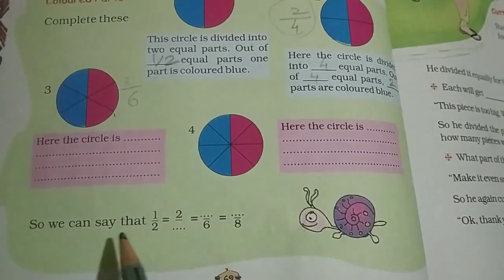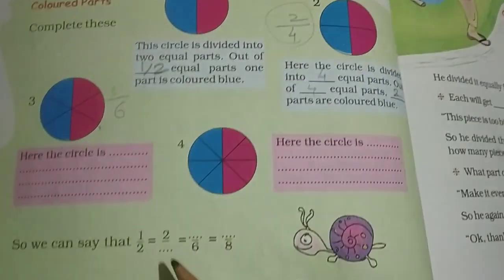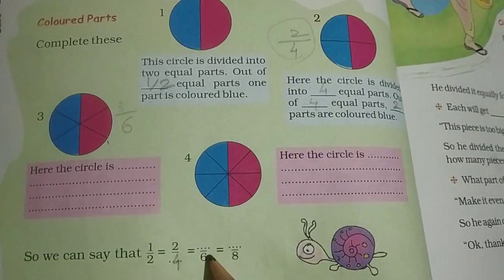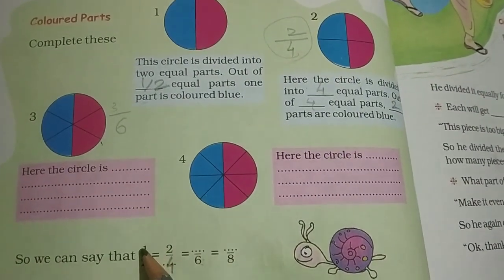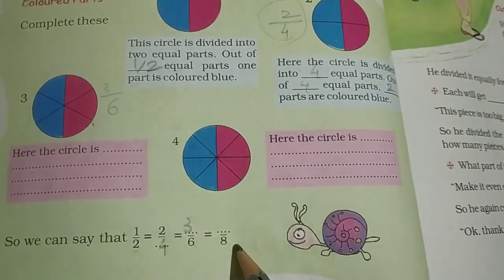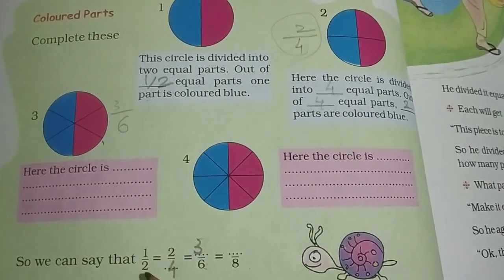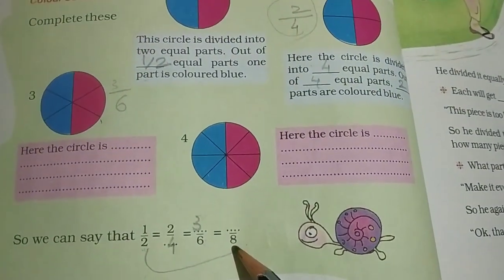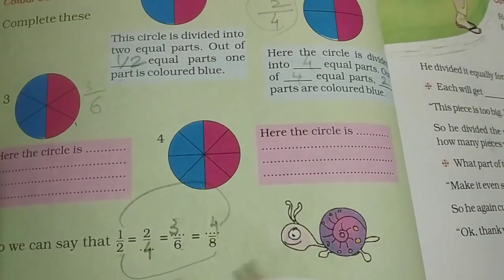So we can say that 1 on 2 will be equal to, here we got it as 4 now. So 2 on 4. So if it is 6, 2 times 3 is equal to 6. So 1 times 3 will be 3. Next, 2 became 8. First it was 2, now it became 8. So we can say 2 times 4 is equal to 8. So 1 times 4 will be 4. Equivalent fraction. Okay children.